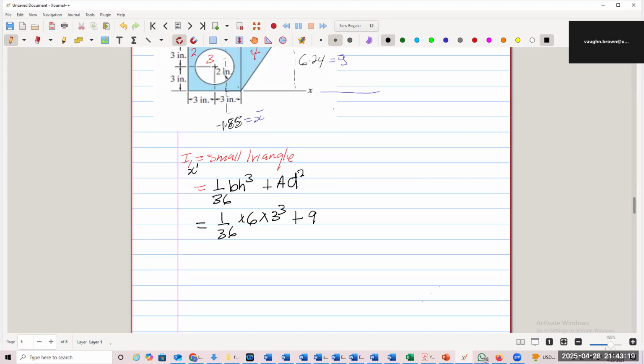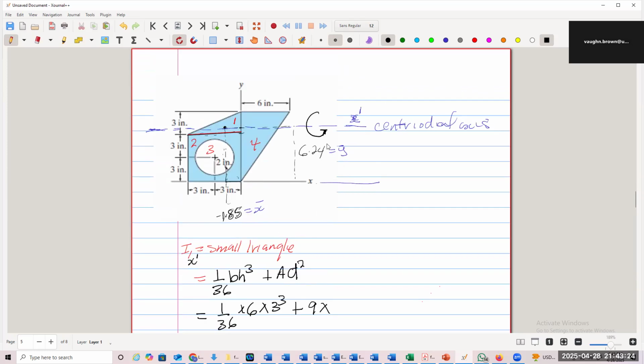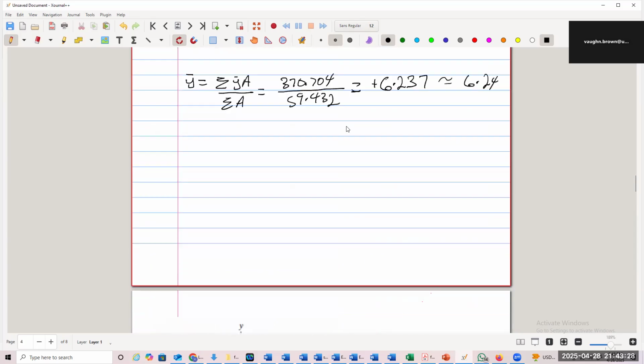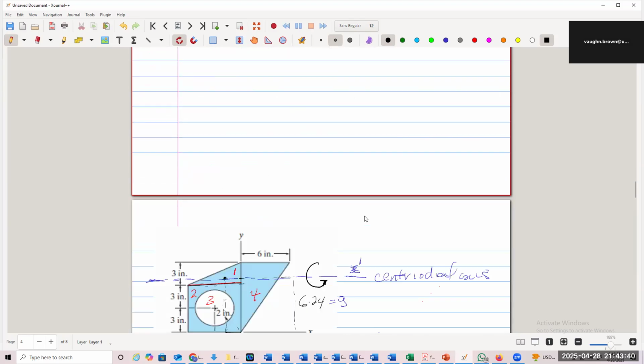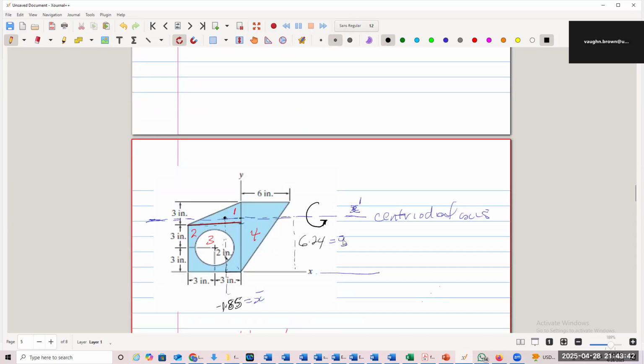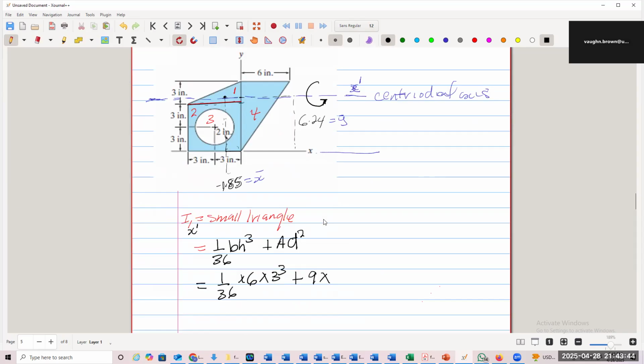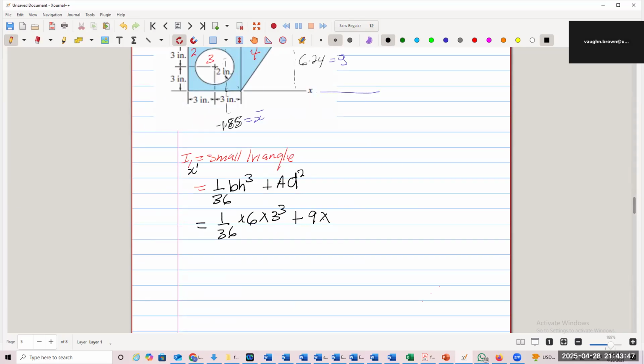Now the trick is always to find this D here. This D is going to be the centroidal distance, the difference between your y and the centroid. So your y for your figure was what? 7. You remember? Your y for your small triangle was 7. The y for the centroidal distance is 6. So it's the difference between them. So it is now going to be 7 minus 6.24.